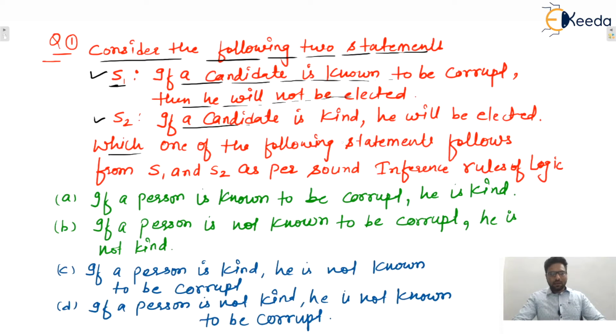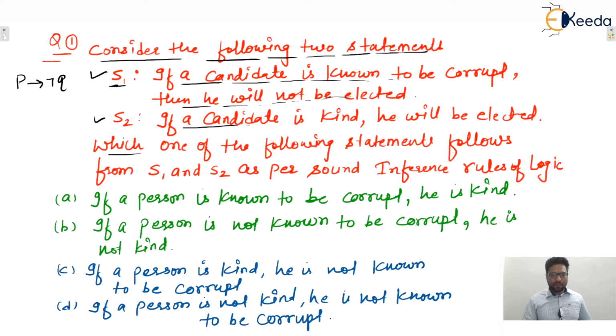Now let us assume, if a candidate is known to be corrupt, let's represent this statement with P, and let's say he will be elected is represented with Q. So not elected becomes what? We can say that negation Q. Now S1 is P implies negation Q or not. Yes, where P represents a candidate is known to be corrupt and Q is he will be elected. Yes or no?